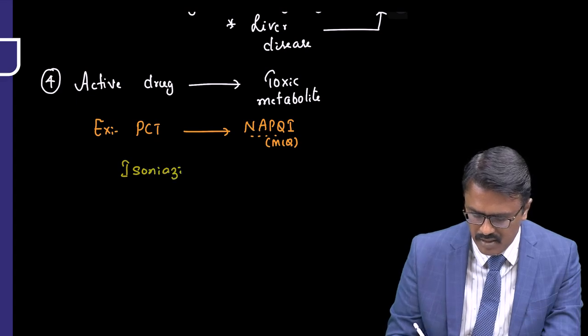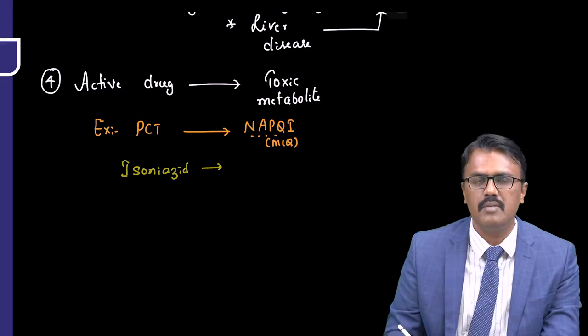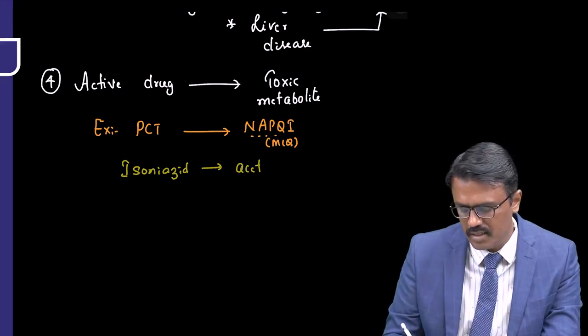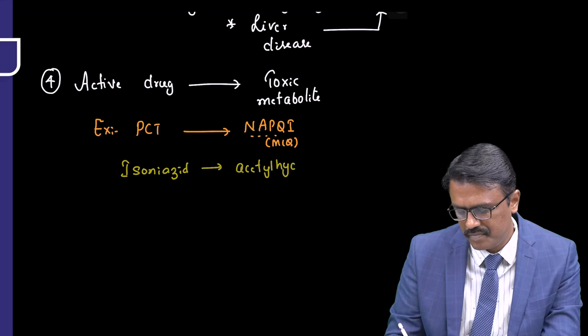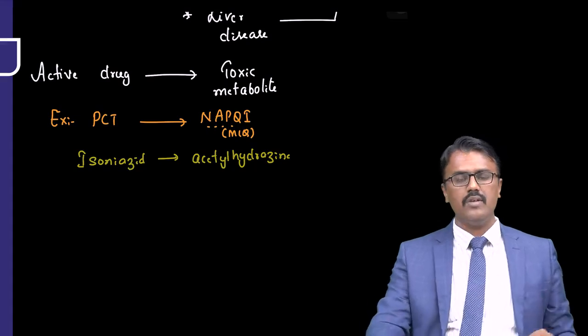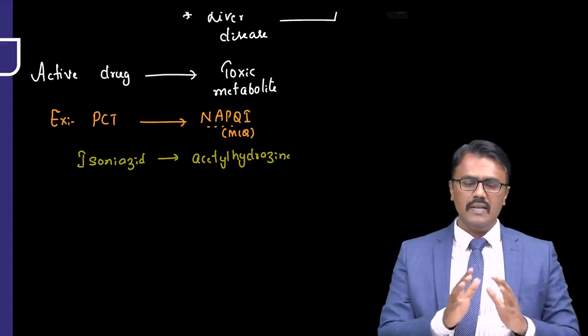Now one more drug, isoniazid, a TB drug, and after metabolism it will give rise to a toxic metabolite, that is acetyl hydrazine. So this is an example of an active drug that can also give rise to a toxic metabolite. So these are the fates of metabolism which we need to understand.